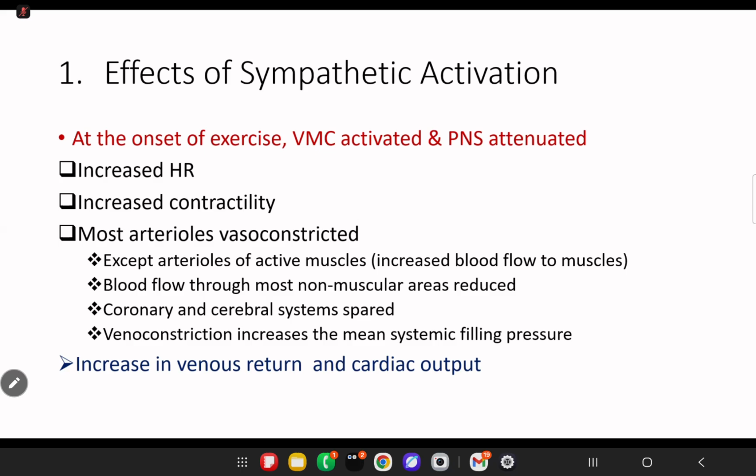But remember, this vasoconstriction results in non-muscular area blood flow being reduced. Okay, but it spares the brain and the heart. So the coronary and the cerebral blood systems are spared. In addition, remember, blood flow to the muscles is increased. So the vasoconstricted tone is not there in arterioles. This is mainly through the adrenaline effect, the beta 1 effect, which is there.